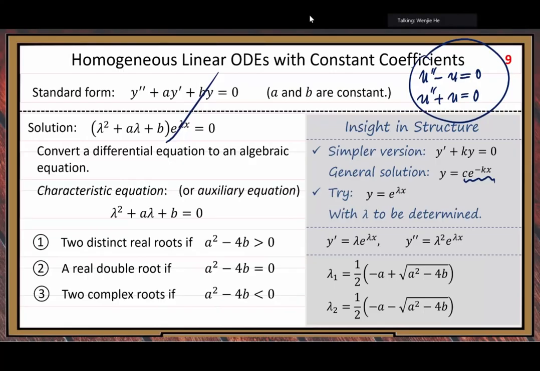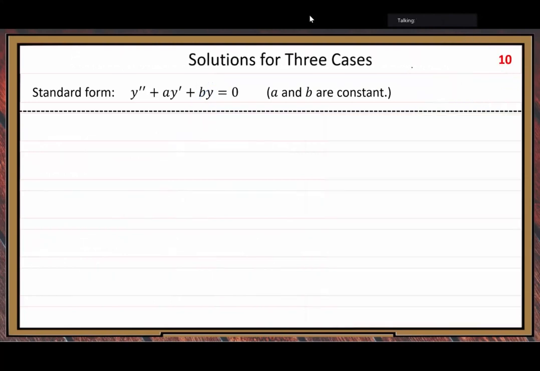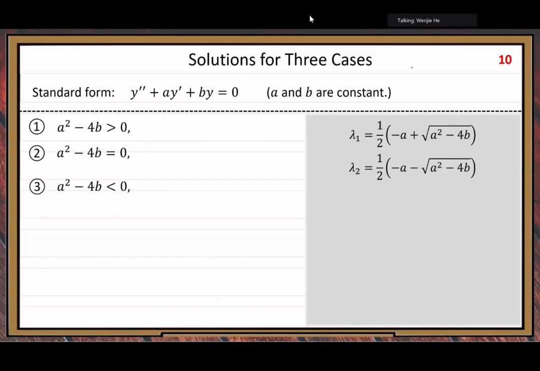I try to complete these three cases before the class. Solutions for three cases: first case, second case, third case, a specific form like that. In the first case, we can write out y1 and y2 directly: y1 is e to the lambda 1 x and y2 is e to the lambda 2 x. Very easy, straightforward.